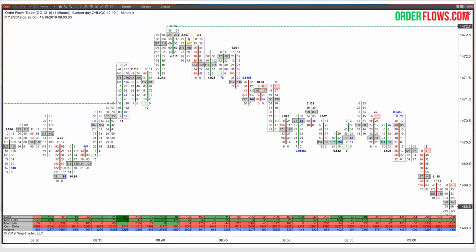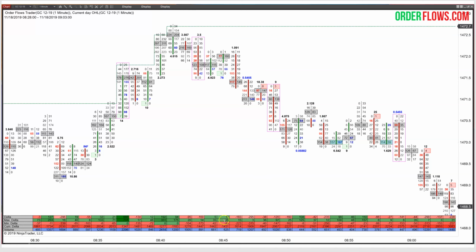I'm already leaning bearish, right? I'm already leaning that this market's going to sell off. And what do you get in the next bar? A nice strong negative delta, 183. So now I'm convinced, I should be convinced by now, that this market is going to sell off rather than rally. Then the next bar comes in minus 195.